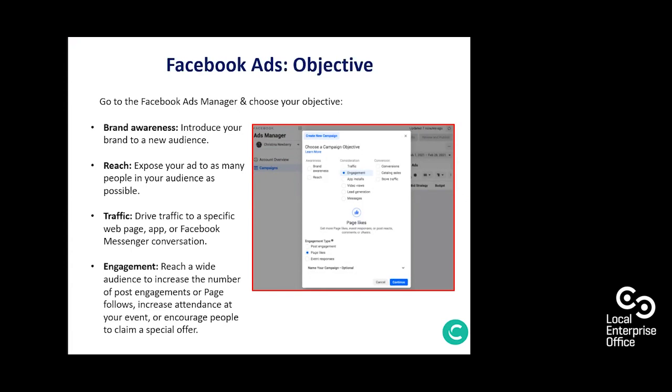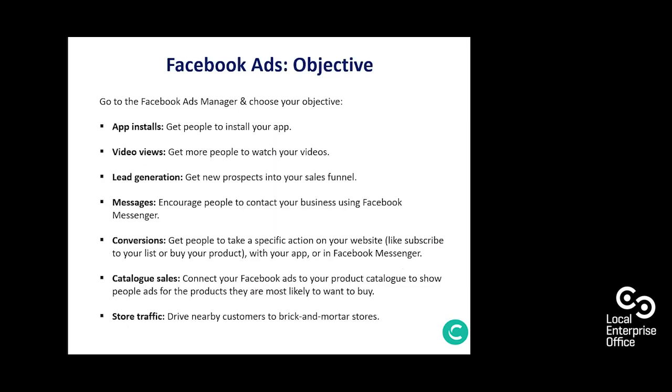Reach exposes your ad to as many people in your audience as possible. Traffic drives traffic to a specific web page, app, or Facebook Messenger conversation. Engagement: reach a wide audience to increase the number of post engagements or page follows, increase attendance at your event, or encourage people to claim a special offer. So you go to the Facebook Ads Manager and choose your objective. So app installs, video views, lead generation, messages, conversions, catalog sales.